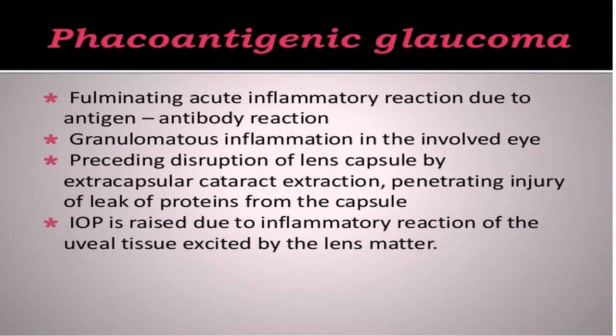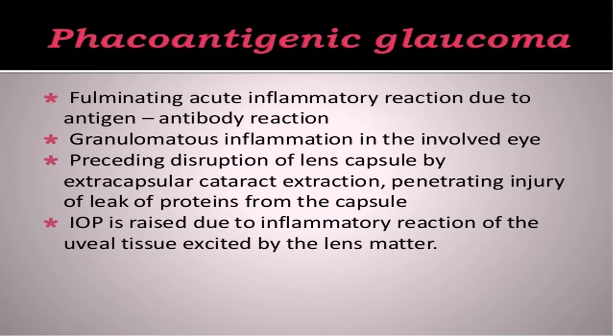Then phacoantigenic glaucoma. Phacoantigenic, yes, it is an inflammatory reaction. As these lens proteins are foreign material to the eye, the body starts producing antibodies against these lens proteins, so that it leads to an antigen and antibody reaction. That's how there will be inflammation of the trabecula, edema of the trabecular meshwork and blocking, as well as because of the cells. It is seen especially in case of ECCE, extracapsular lens extraction, or followed by penetrating injury.